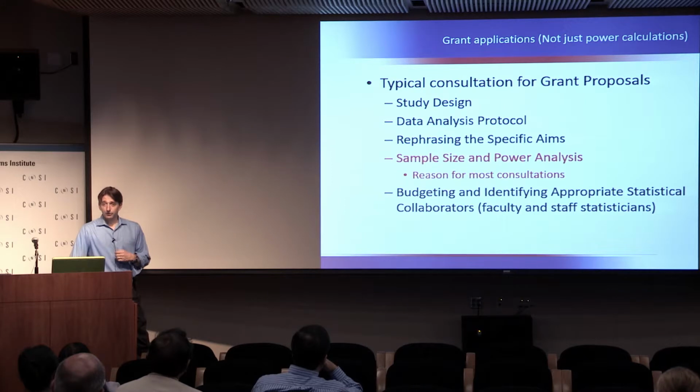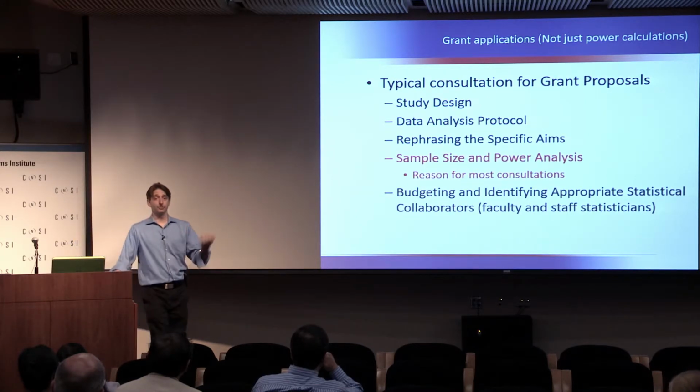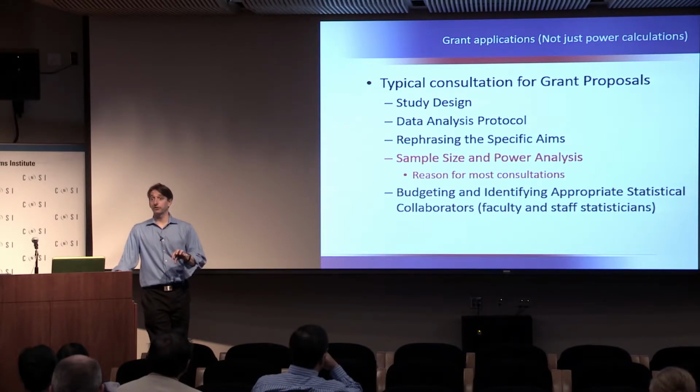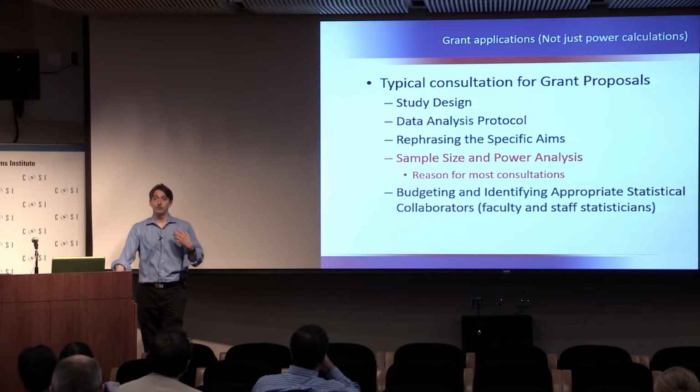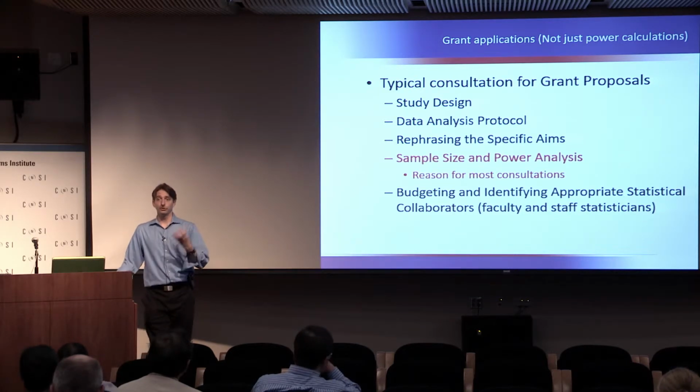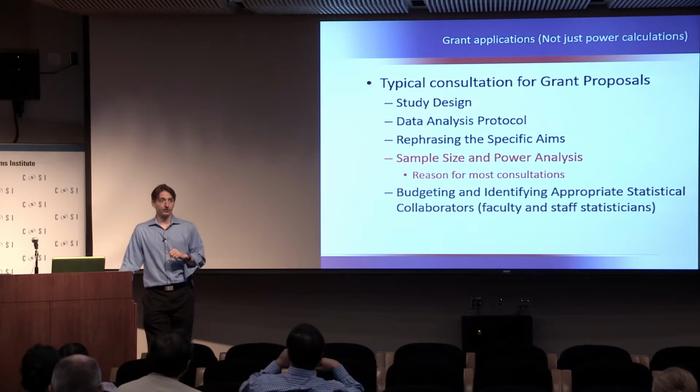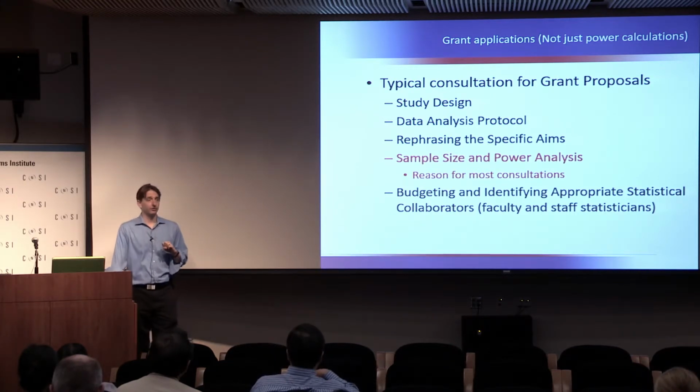One thing I often do a lot of also is budgeting and identifying appropriate statistical collaborators. Just as in any other specialty, there are a lot of different statistician specialties, and finding somebody who is really right and who knows either your content area or the specific types of methods that you'll be using is much more likely to lead to success, because they'll know what the pitfalls are in your particular research area.